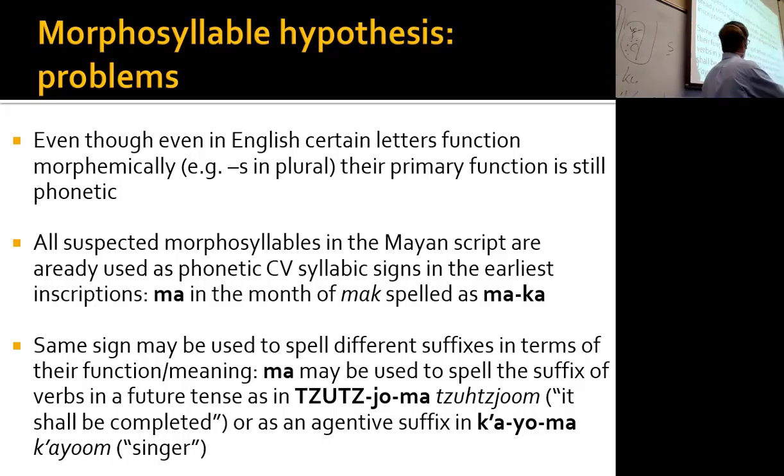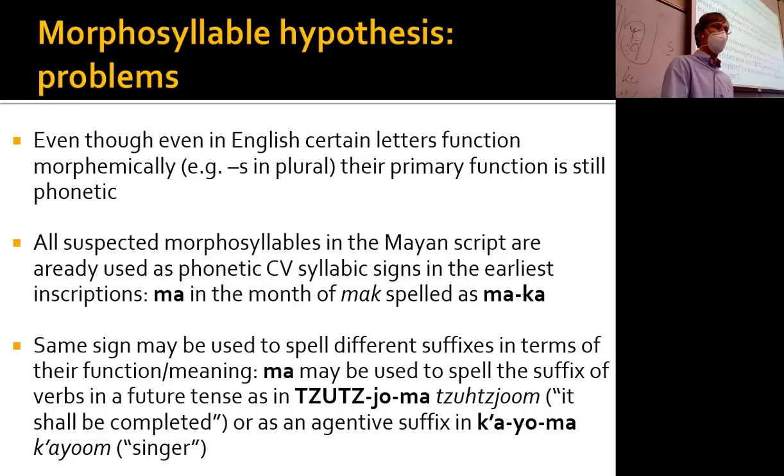And that, of course, is another problem, like ma can be a suffix of instrumental nouns or agents, like chahom, one who scatters, the priest, ayom, one who sings, the singer. But also it's a suffix of plural in nouns. So if it's a morphosyllable, what is it morphosyllable of? Plural, certain nouns. It's much easier to imagine that it's just a syllable and then it's used morphemically in various contexts and in different ways. It doesn't carry any kind of inherent meaning as a sign, grammatical meaning.